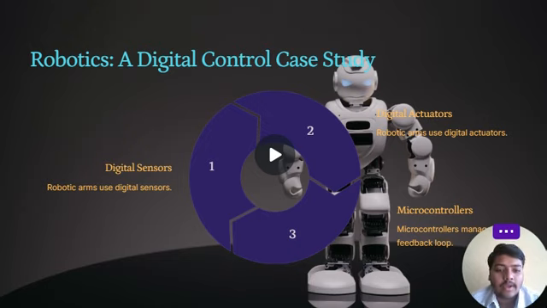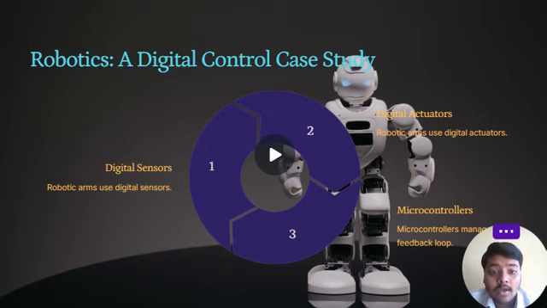Section 2: digital actuators. Robotic arms use digital actuators. That means actuators are devices that create movement in robots. Digital actuators move parts like arms or fingers. They respond based on the data received from sensors.